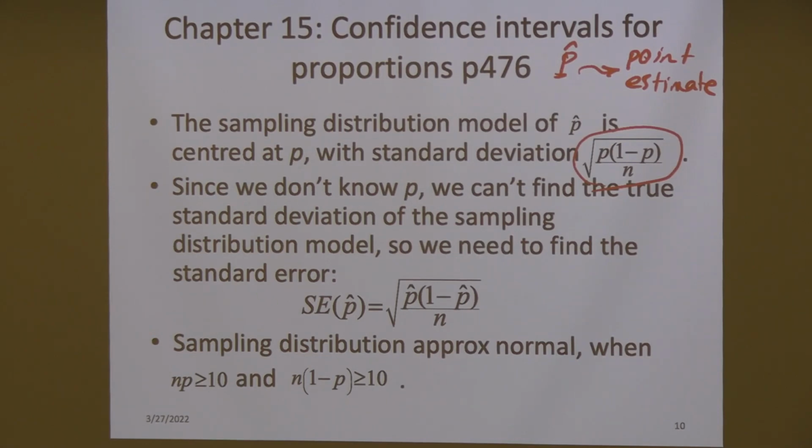Now, the sampling distribution is approximately normal when np is larger than 10 and nq is larger than 10, right? We know this. But here, again, we don't have p, we don't have q. So we just look at our sample and we calculate n p hat and n q hat. n p hat is the number of successes in our sample, and n q hat is the number of failures in our sample, right?